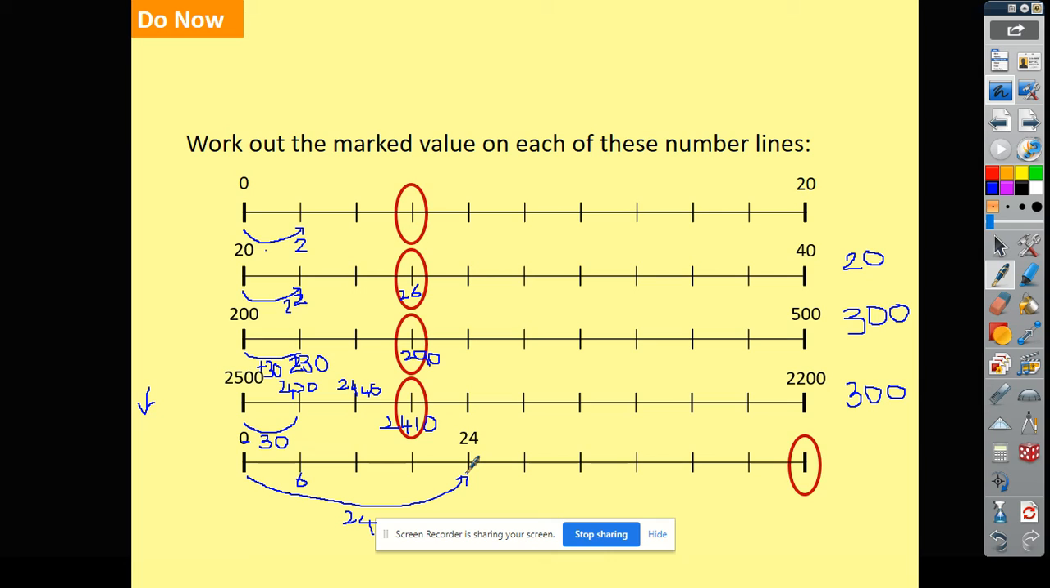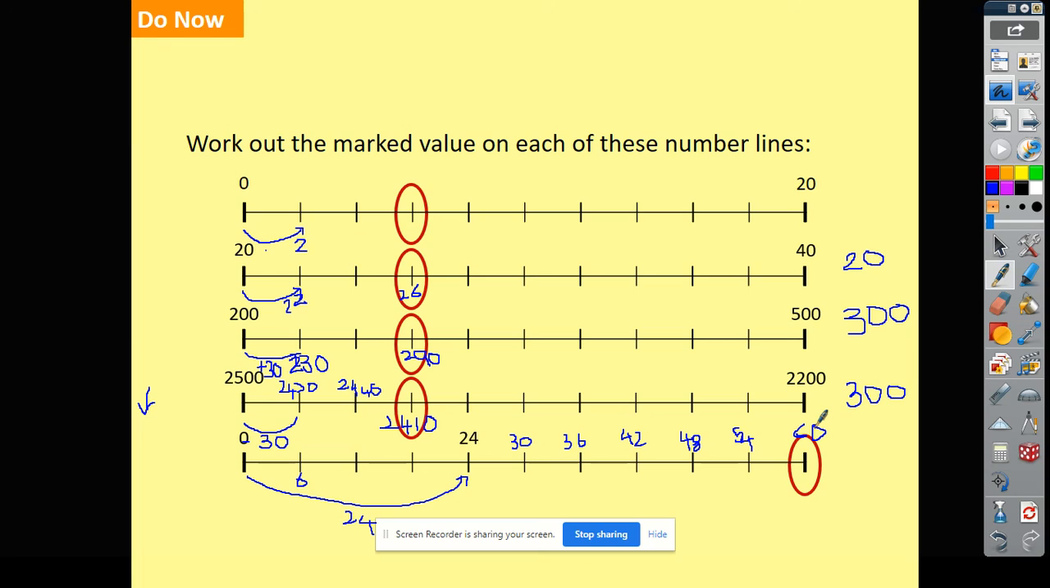Once we've got that, we can keep going and say, well, then that must be 30, 36, 42, 48, 54, and 60.